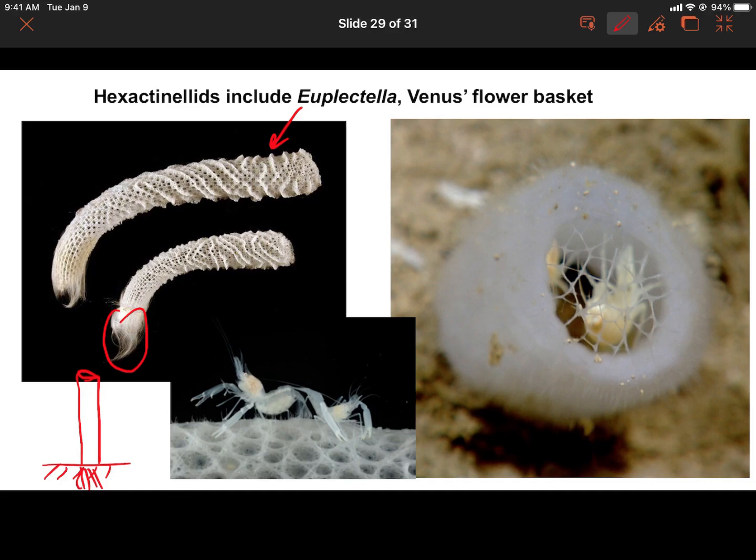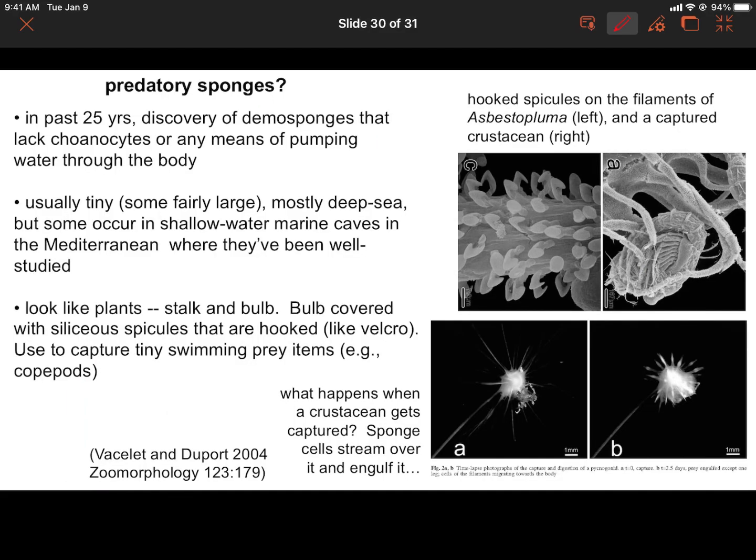Okay, I just want to point out one twist here to sponge biology. We've spent all this time talking about how amazing water flow is in sponges. Well, there are sponges that don't do water flow at all, it turns out. They don't have choanocytes, they don't have any ostia or choanocyte chambers or osculi at all. So those are predatory sponges, and these have been really worked on in the past 25 years or so. And these are sponges that are usually pretty small, but there's some very large ones as well. They're mostly in weird habitats like the deep sea or shallow water marine caves.